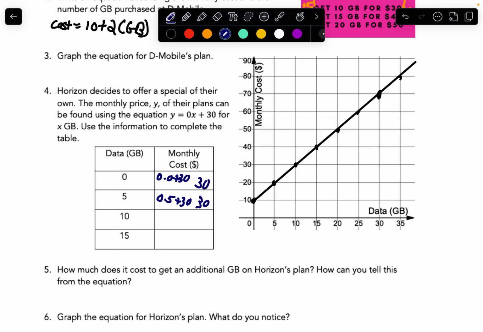The same reasoning applies for 10 and 15. 0 times 10 is 0 plus 30 is 30, and 0 times 15 is 0 plus 30 is 30. So notice, it is constant. Horizon has a constant rate of $30 a month.